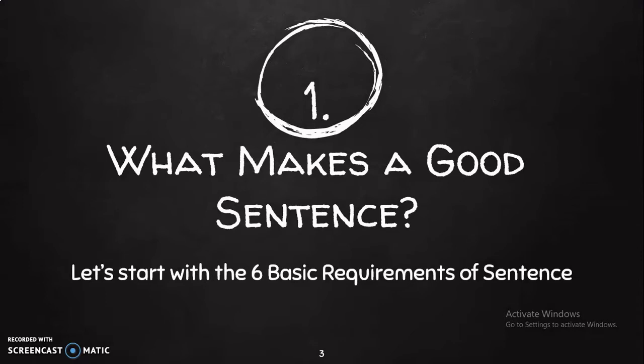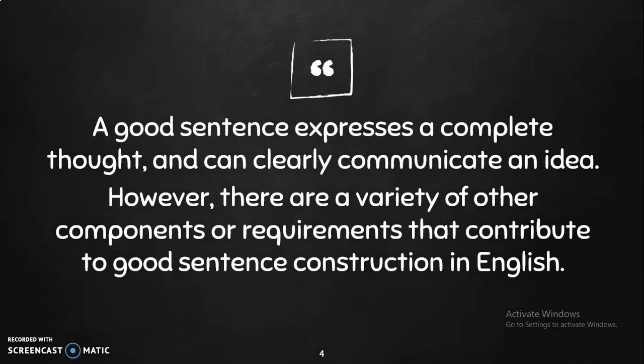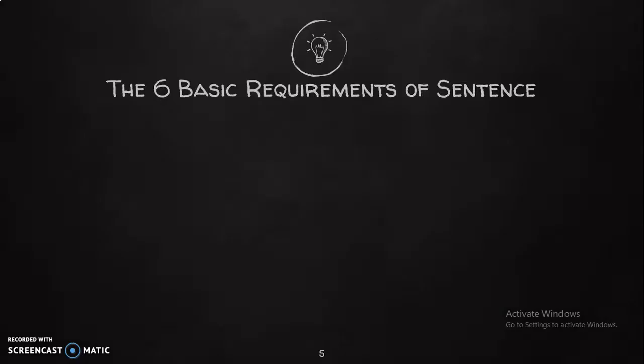First, we are going to see what makes a good sentence. We're going to see six basic requirements of a sentence in an academic setting. A good sentence expresses a complete thought and can clearly communicate an idea. However, there are a variety of other components or requirements that contribute to good sentence construction in English. Let's see them one by one.